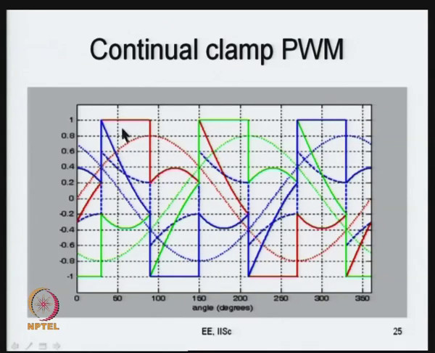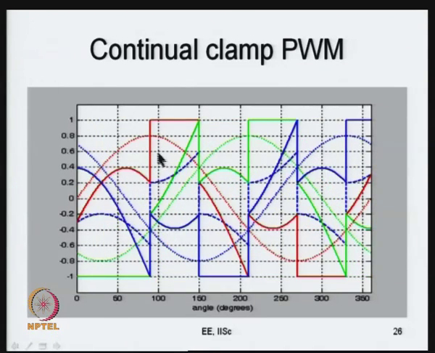So, this part can be clamped. Here also it is clamped for 60 degree duration, continually you are clamping now. So, if the phase is leading, this is how it is; in case the phase is lagging, you can clamp like this, where you can see that in this case the R phase is clamped between 90 degree and 150 degree now. So, this is another example of what we call continual clamp PWM.